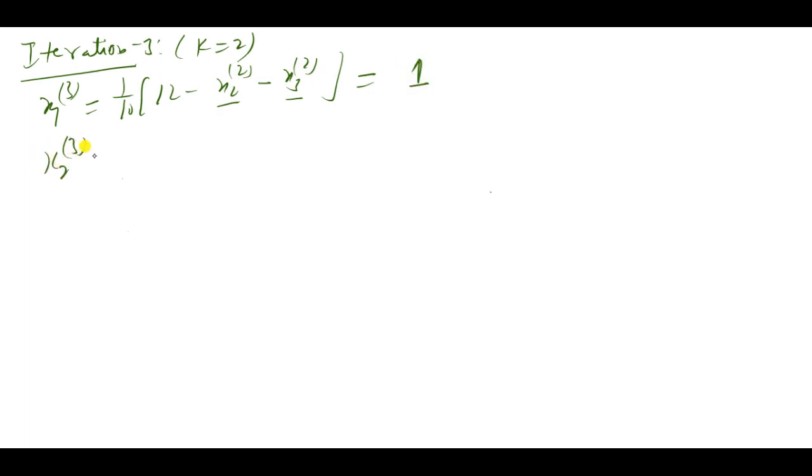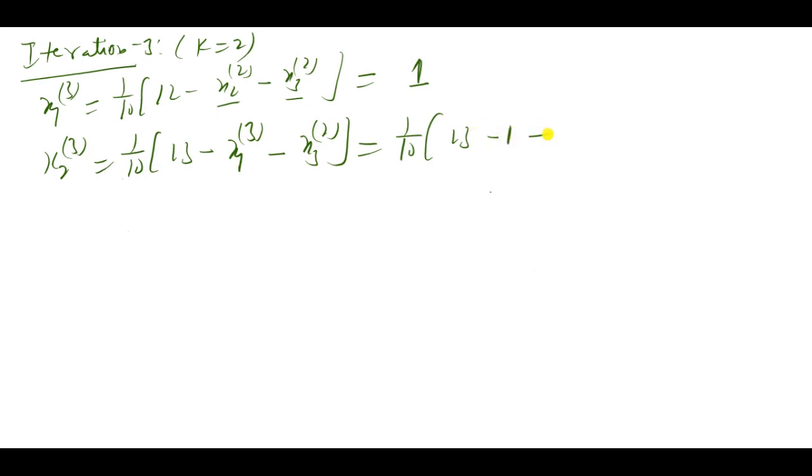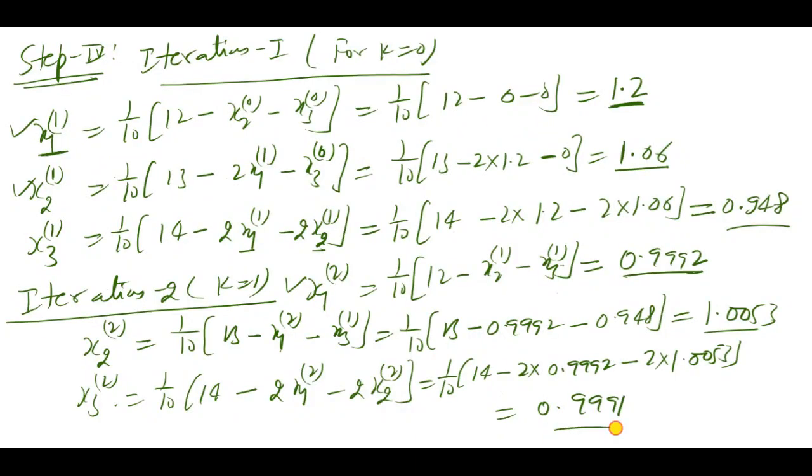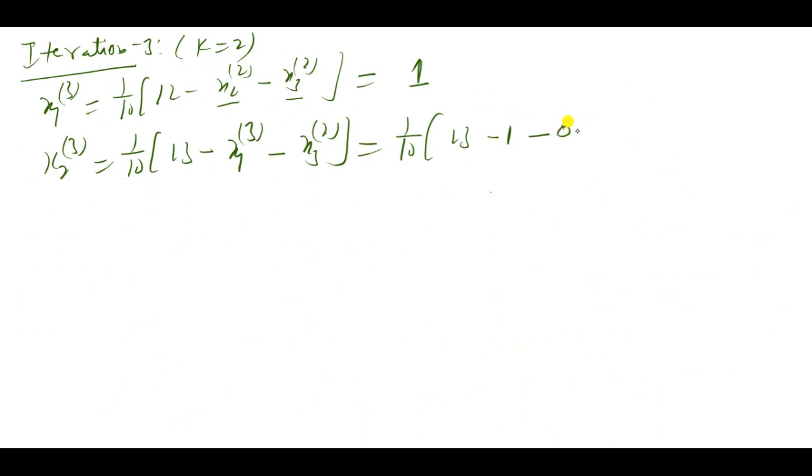Now x2^(3) is equal to 1 upon 10 (13 minus x1^(3) minus x3^(2)). So 1 upon 10 (13 minus 1 minus x3^(2)), where x3^(2) is 0.991, and simplify this with the help of the calculator, then this value is 1.1.